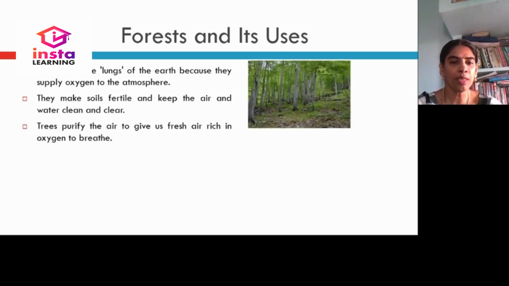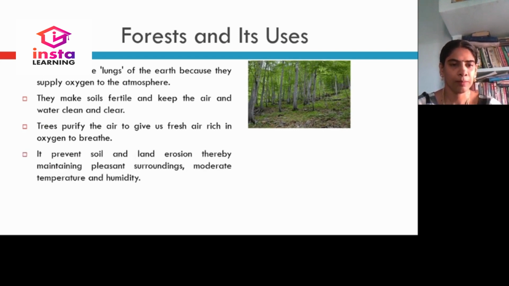Trees purify the air to give us fresh air which is rich in oxygen for us to breathe. They prevent soil and land erosion, thereby maintaining pleasant surroundings, moderate temperature and humidity. They also provide a habitat and food for animals.